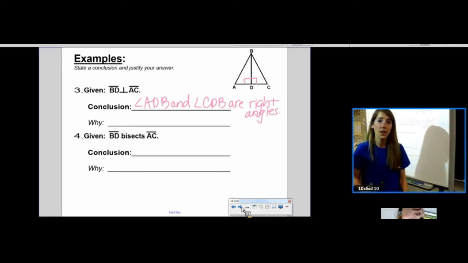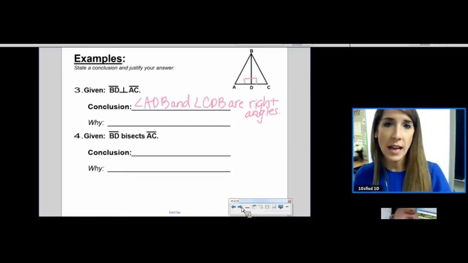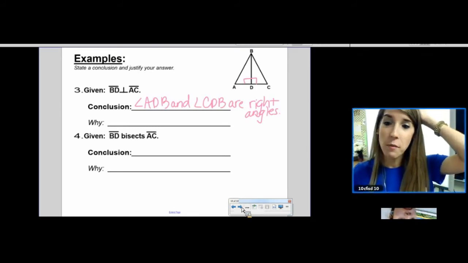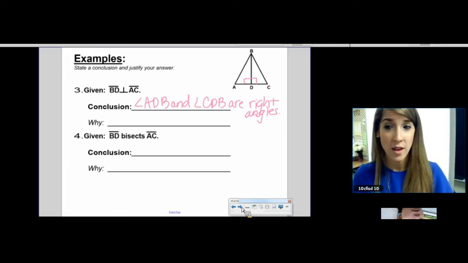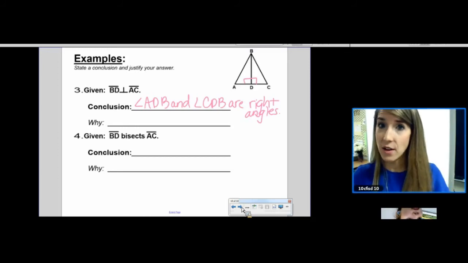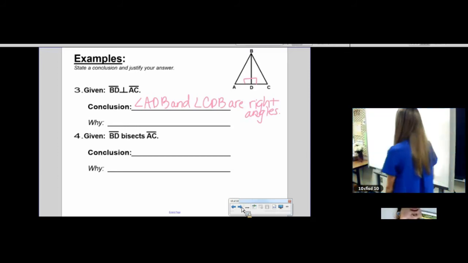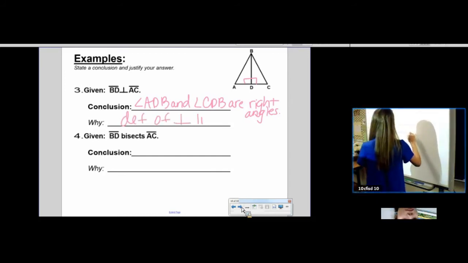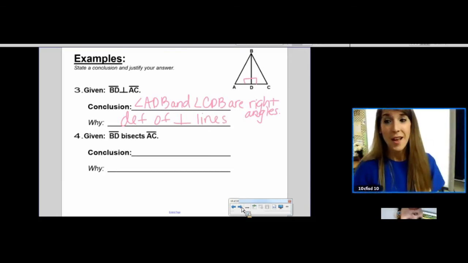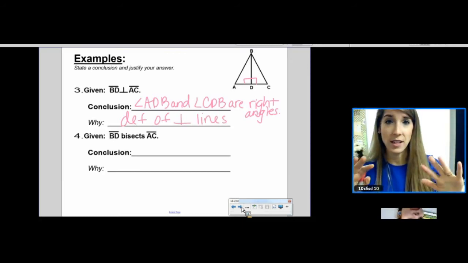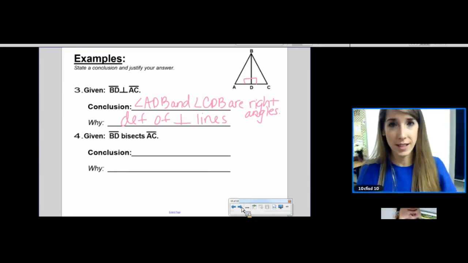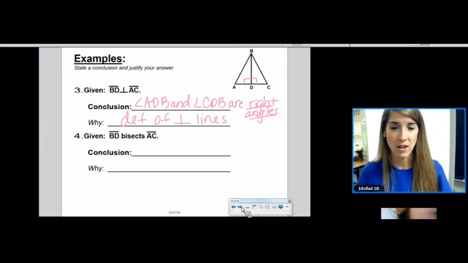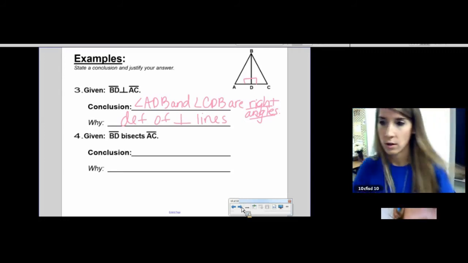Now you're probably wondering, could I have written as my conclusion that their measures are 90? Yes, you could, but I need to say that they're right angles because of my why. So I'd rather you say that they're right angles than say that they're 90 degrees, because my why is definition of perpendicular lines. And if I was writing a proof, the next thing I would say is that they're congruent. And my reason would be because of the right angle congruence theorem. So I would want to use the words right angles. So later, I could use the right angle congruence theorem. Hope that makes sense. Question?